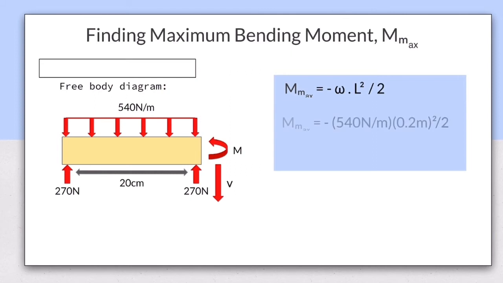So next, we simply substitute into the equation the numbers that we have gathered. For our force, we have 540 Newton per meter. For the length, since it's 20 centimeter from one end to the other end, we're going to change the value from centimeter into meter. Hence, we got the value 0.2 meters squared, and then divide by 2, and we get the answer negative 10.8 Newton meter.